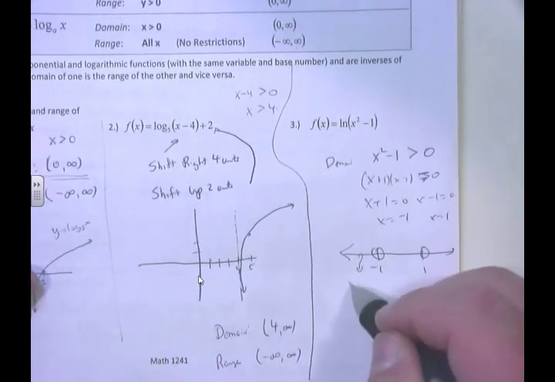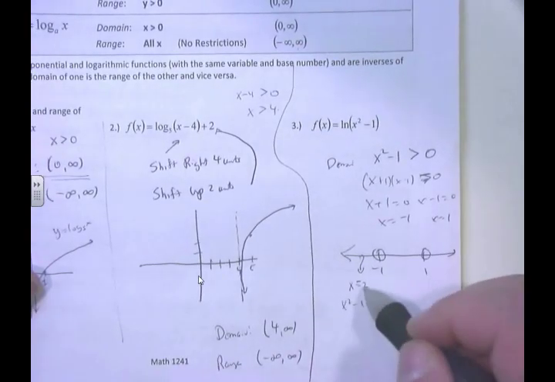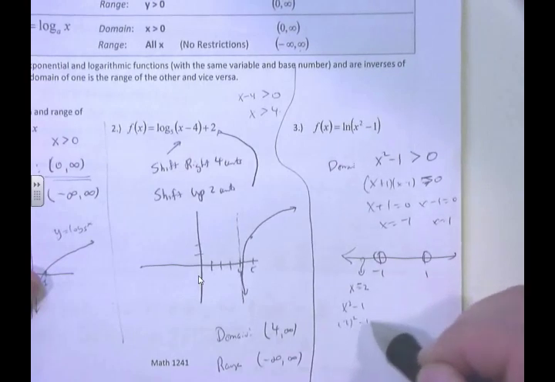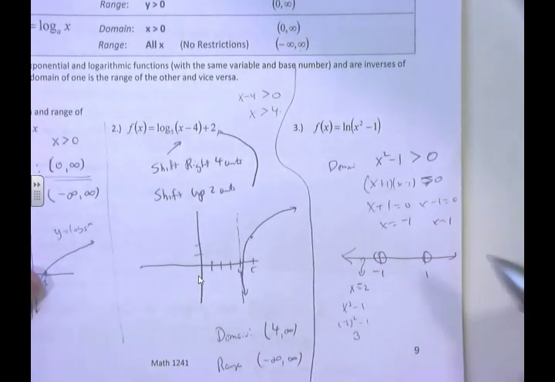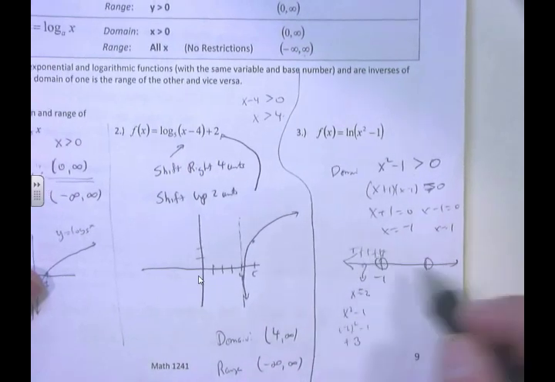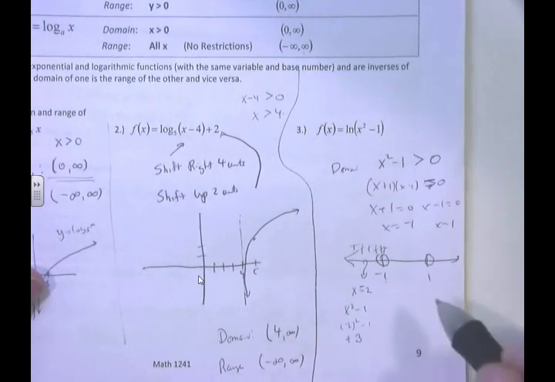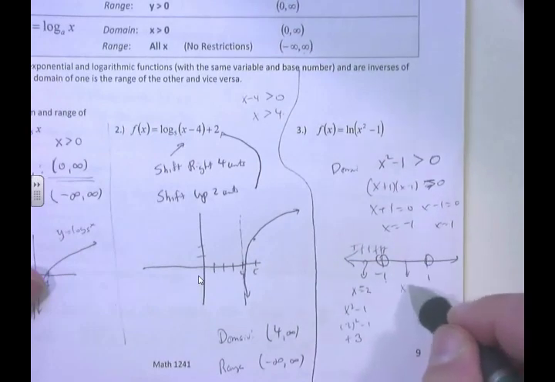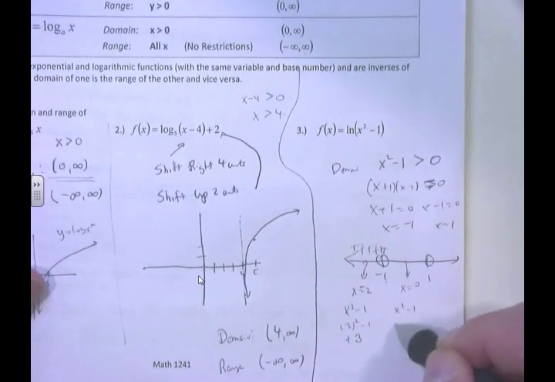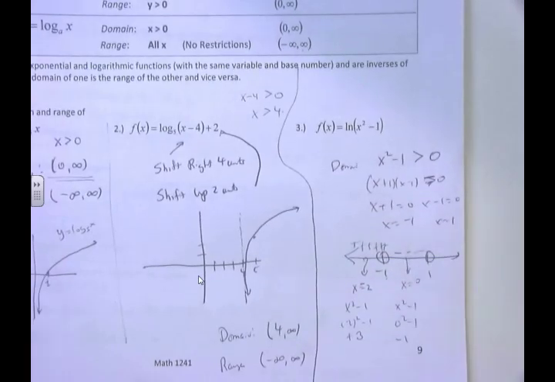Pick a number less than negative 1. I choose negative 2. Plug it into the original function, which is x squared minus 1. Negative 2 squared minus 1 is 4 minus 1, which is 3. I don't care what the number is. What kind of number is it? It's a positive number. So we put little pluses here. Pick a number, use your brain, between negative 1 and 1. 0. Good choice. X is 0. Plugging into x squared minus 1, 0 squared minus 1 is negative 1. It's negative. That means you can't even take the log of that part, because you can't take the log of a negative number.